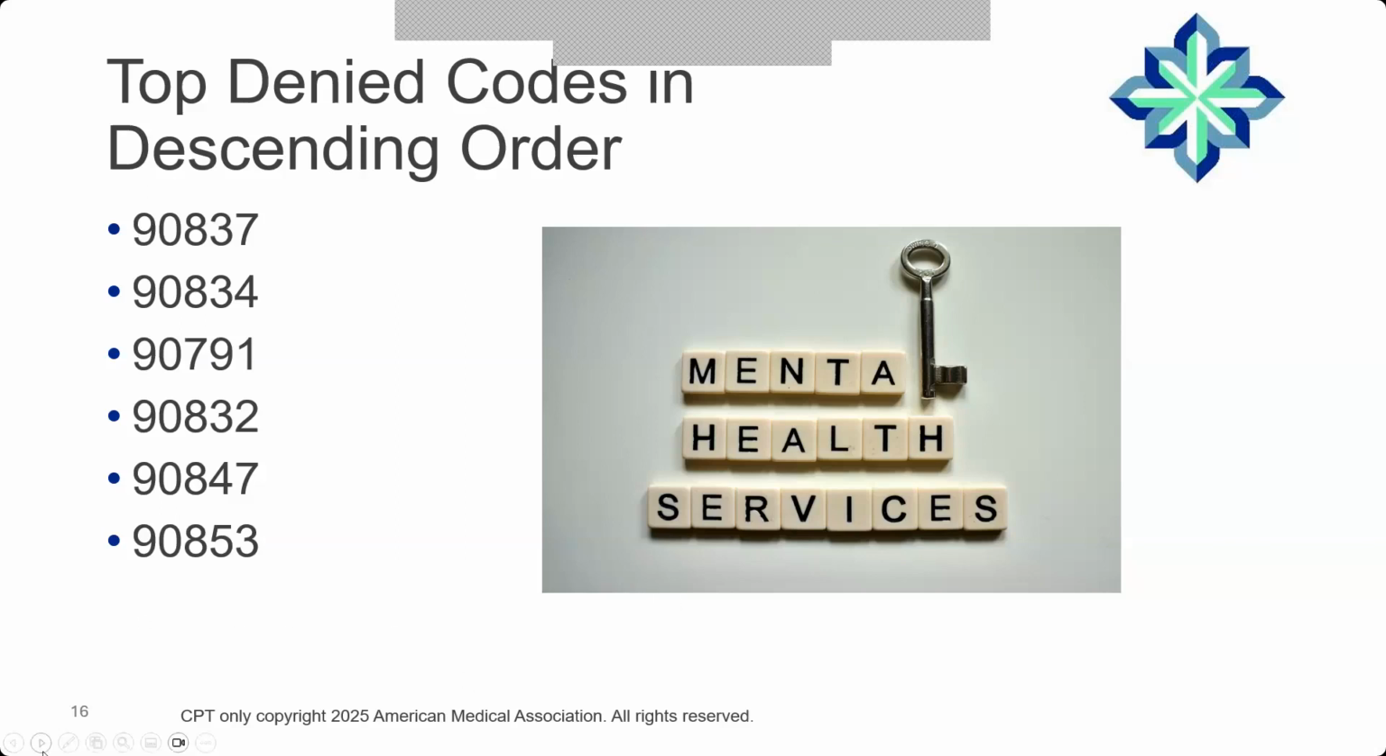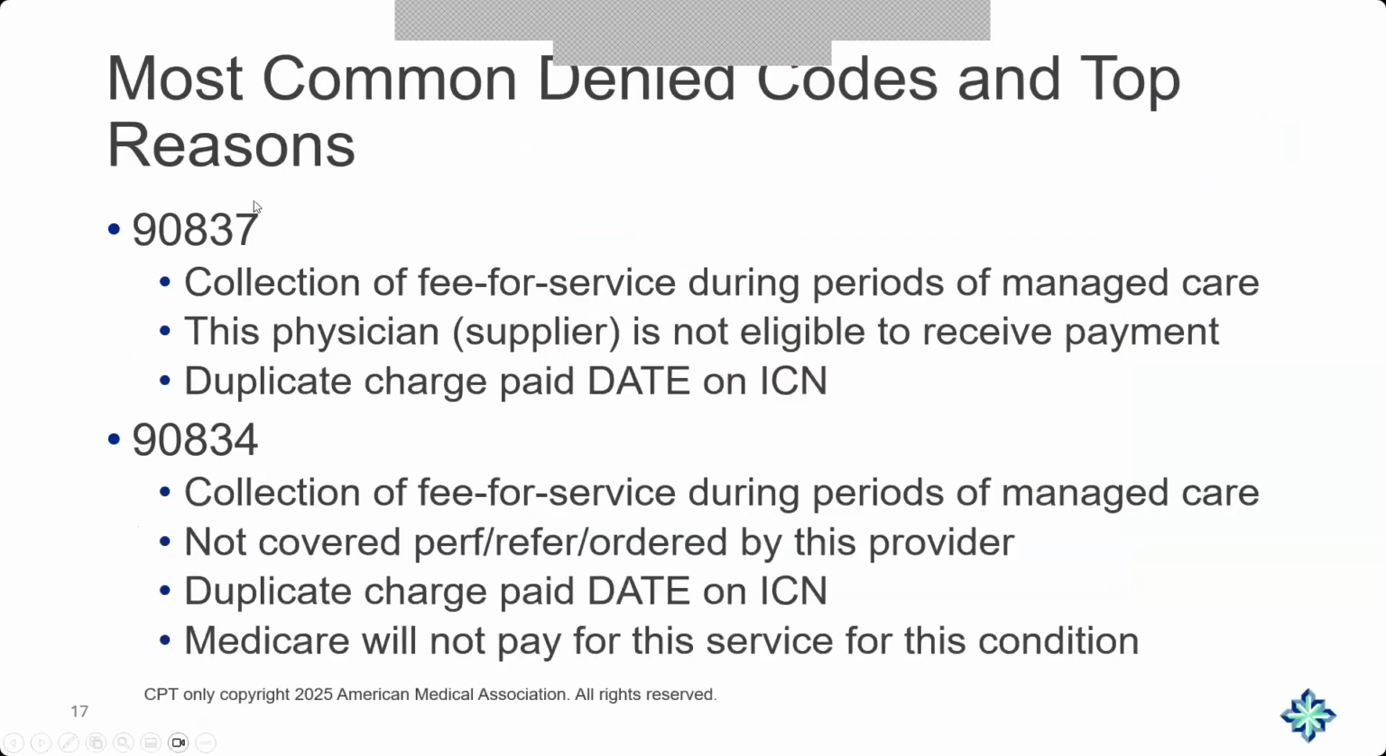So let's look at the reasons why each of these are denying. The 837 and 834 are both individual psychotherapy. We're denying because the patient had managed care, Part C. Provider's not eligible, duplicate charge. Same thing for the 34, except look at that last bullet. Medicare will not pay for this service for this condition. That means it's related to policy. The CPT code 90834 was reported on the claim with a diagnosis code or an ICD-10 code that is not covered by WPS. This service is not covered for this condition. How do you know what we'll pay for? You need to look at the policy and the billing and coding guidelines. The billing and coding guidelines has the list of CPT codes and the list of covered diagnosis for those codes.